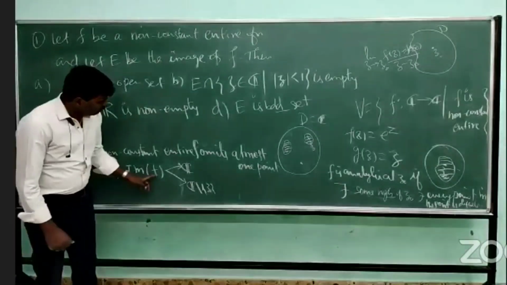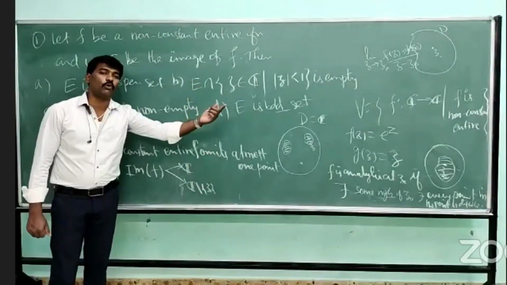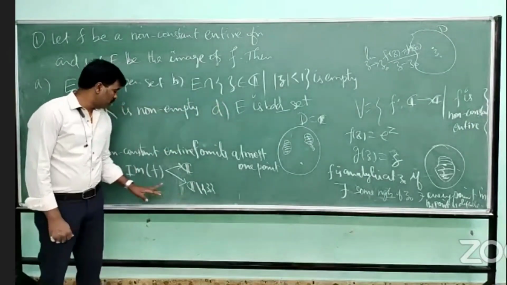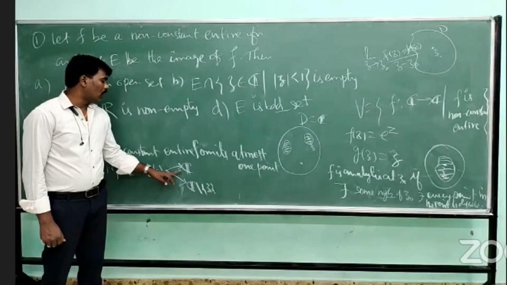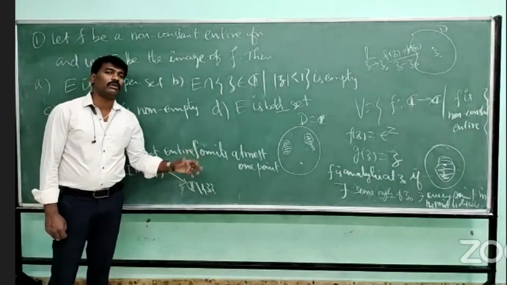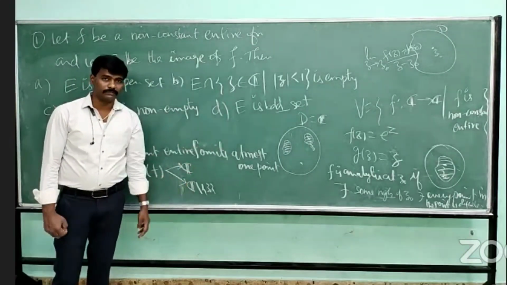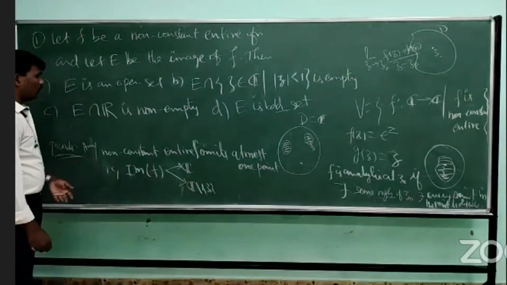If it omits, like this, some point in the codomain does not have a pre-image. What is the meaning? Image of f equal to C means onto: the range set equals the whole set in the codomain. Okay, this is theorem number 1.